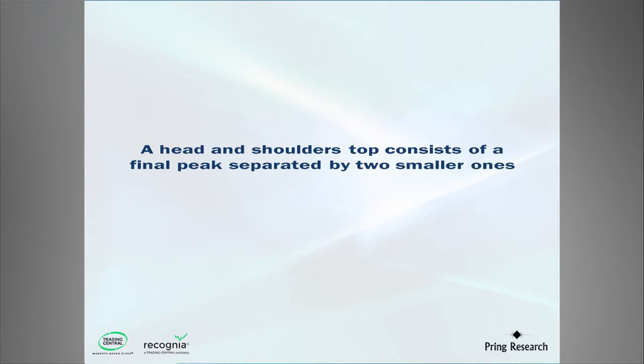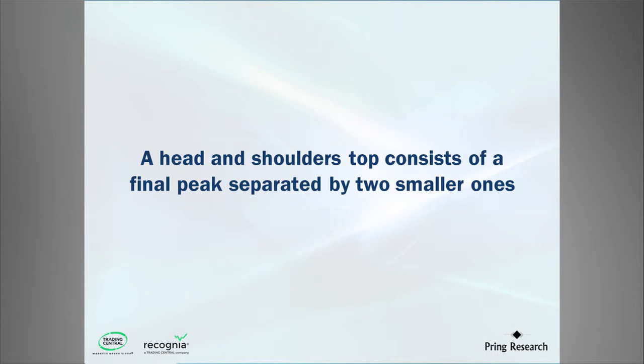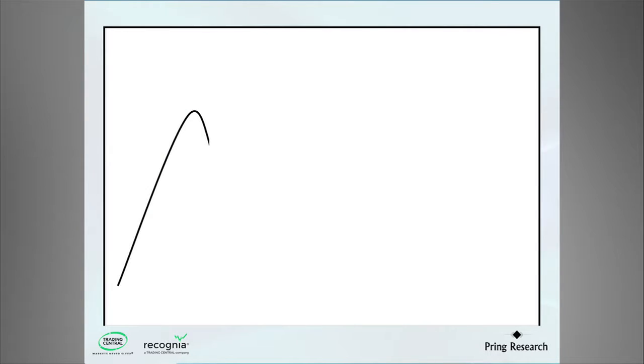A head and shoulders top can be defined as the final peak, that's the head, separated by two smaller ones, and those are the shoulders. This diagram initially shows a rally, and although we don't know it now, it will turn out to be the left shoulder. Then another rally takes the price to a new high. That's going to be the head.